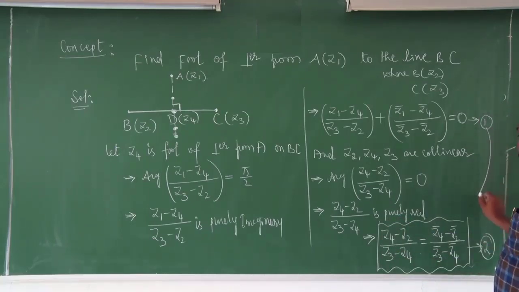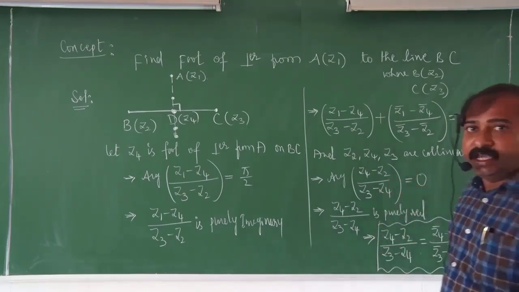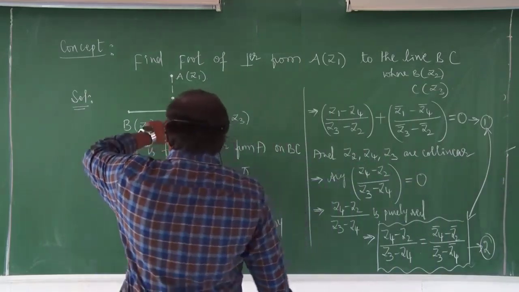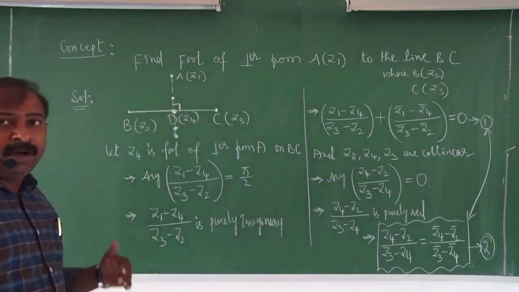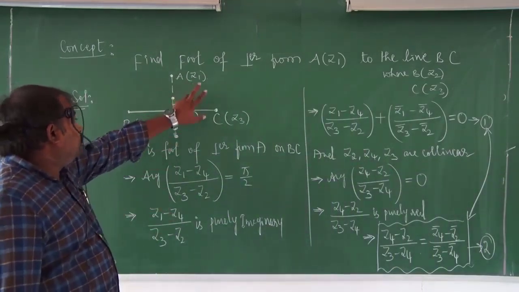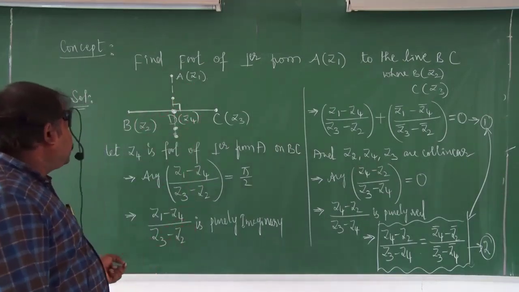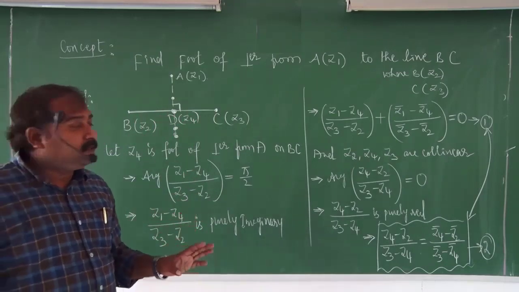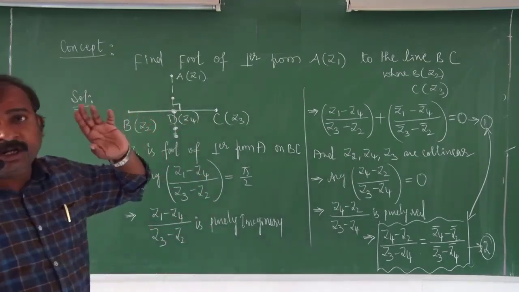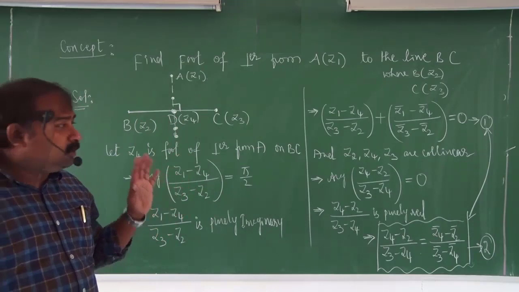This is the first condition, and here is the second condition. Then only we can say Z4 is the foot of the perpendicular from Z1 on the line segment joining the points Z2, Z3. This is the foot of the perpendicular concept. Okay, next.